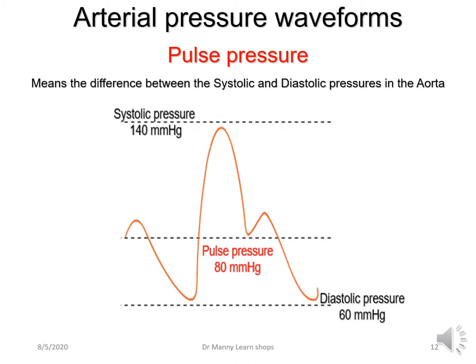Then you've got the pulse pressure. And the pulse pressure basically means the difference between the systolic and the diastolic pressures in the aorta. So if, for example, you had a systolic pressure of 140 millimeters of mercury and a diastolic pressure of 60, then the pulse pressure would be 80 millimeters of mercury.